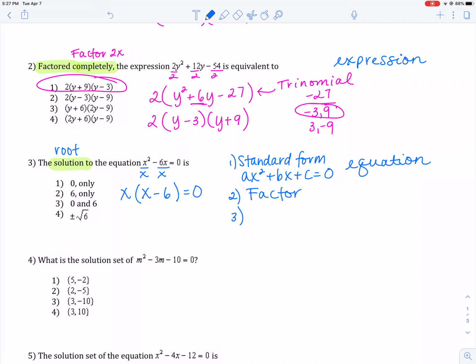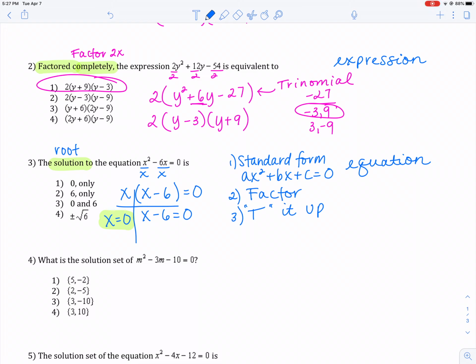And here is where you're going to now, once you have it factored, I'm going to say tee it up. Set up a little t. Only when it's equal to 0 do you now set each factor equal to 0. Now here's the best part. This is already one of your answers. x is 0. x minus 6 equals 0. You have to now solve that little mini equation.